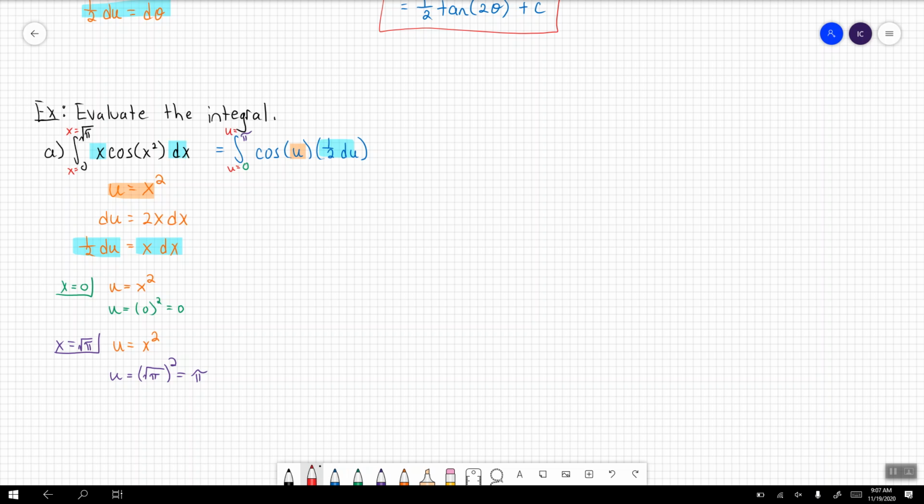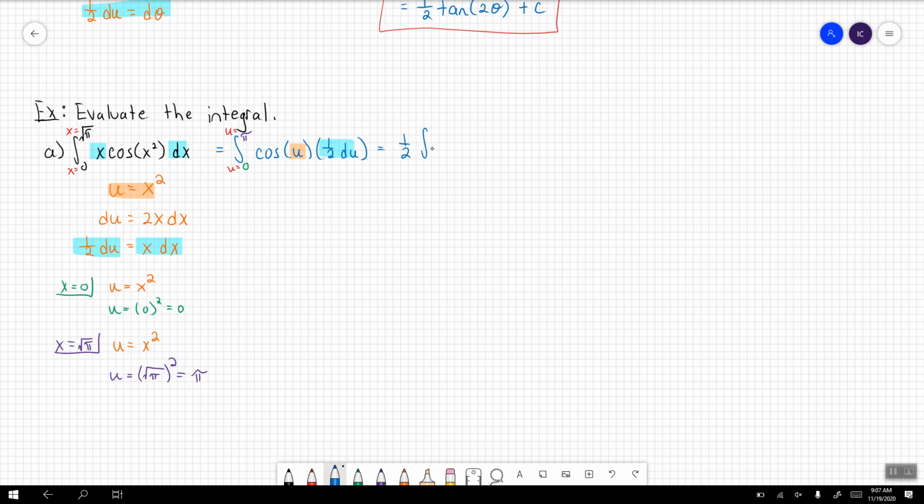So when we're making this substitution, we must always re-index our limits of integration. And this is going to be very imperative as we go through, because we must attach those limits of integration and we must keep the new limits of integration as we change the variables. That way we don't have to go back and resubstitute. So let's finish this off.